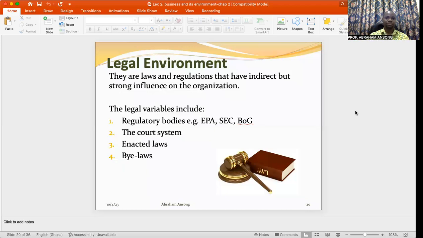So it's important. Domestically, know the laws and regulations of your industry, of your business, because if you flout any of them, as I said earlier, your business could close down, okay? It could shut down because you didn't comply with some laws.